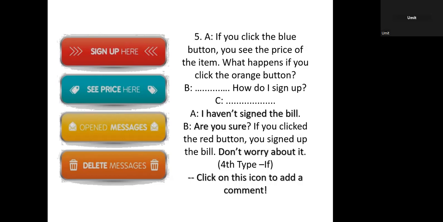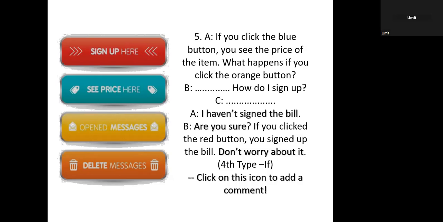How do I sign up? If you click the red button, you sign up. This is this. If you click the sign up red button, you sign up. Okay. You put your signature. I haven't signed. I haven't put my signature. Yes, on the bill. I haven't signed the bill.